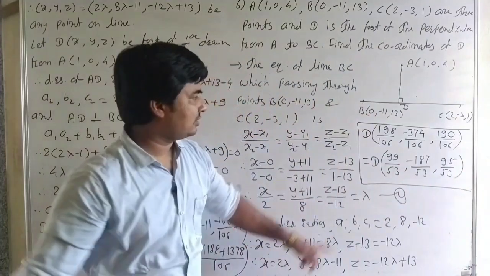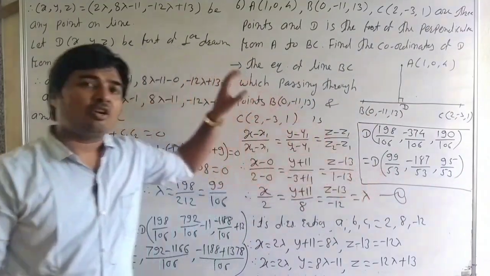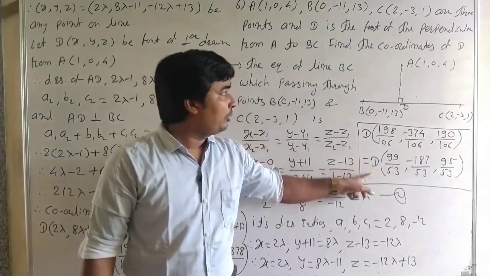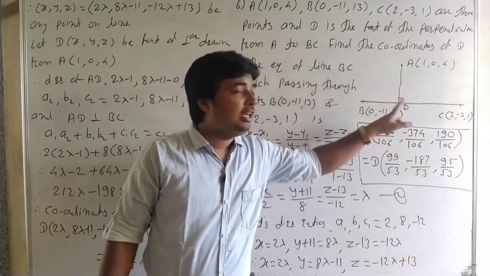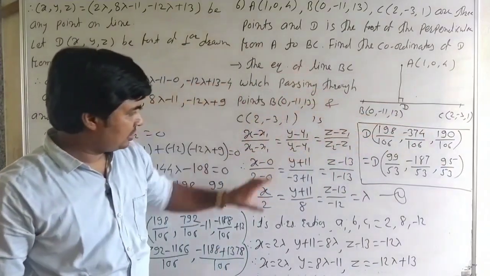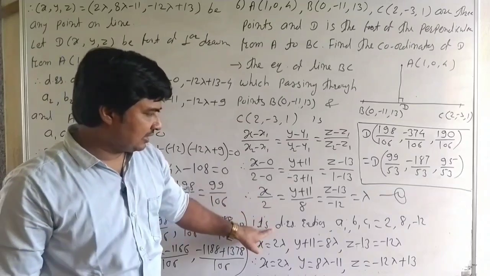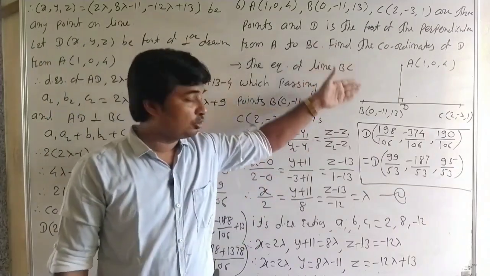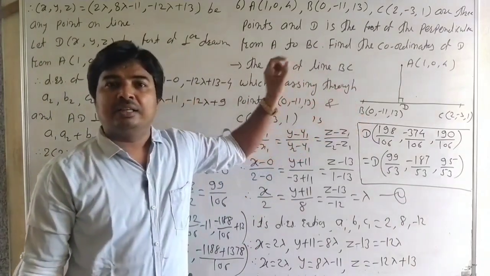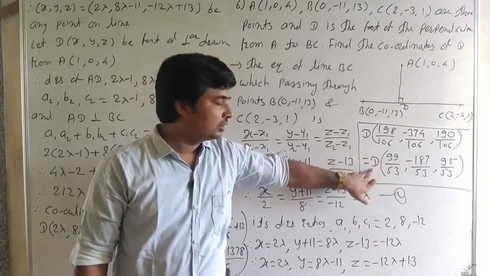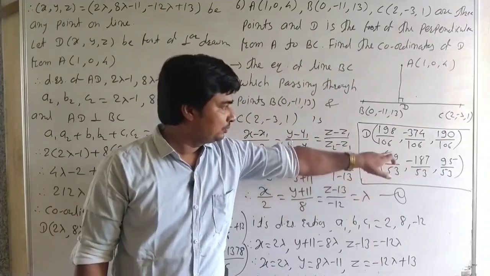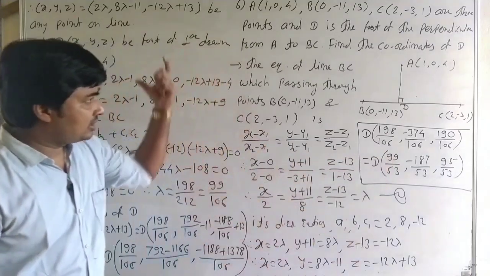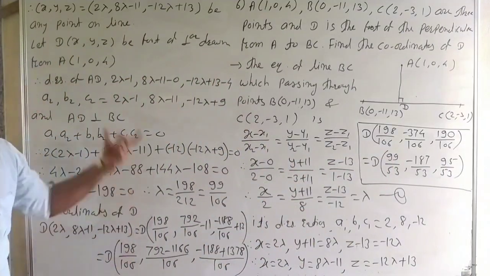Now it is the last answer. See carefully and check all the calculations. It is the foot of perpendicular drawn from point A to the line BC. Here we first find the line BC or the direction ratios of line BC, then find the direction ratios of AD, then the coordinates of the foot of perpendicular, that is D. It is the foot of perpendicular. Check all the calculations, see carefully.